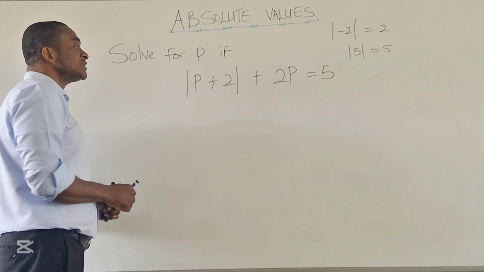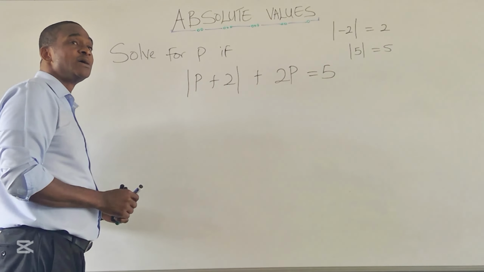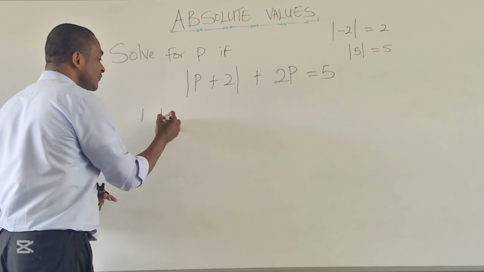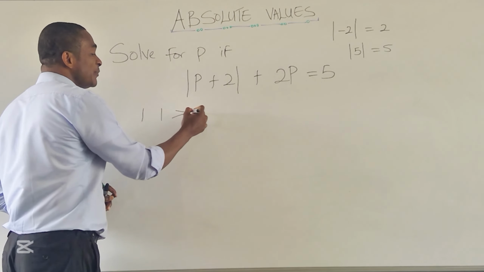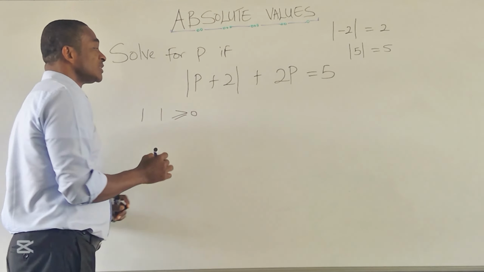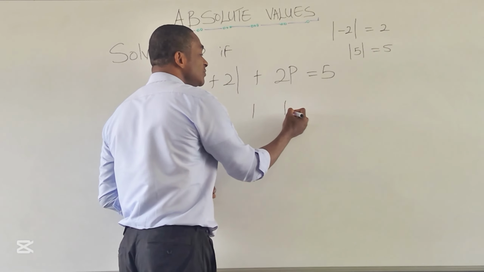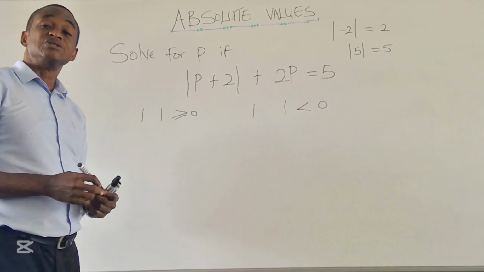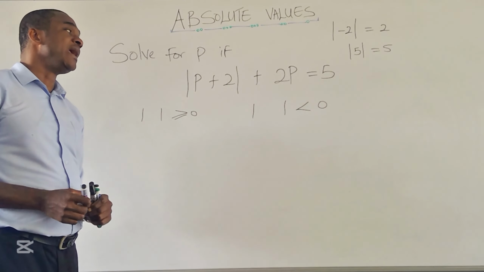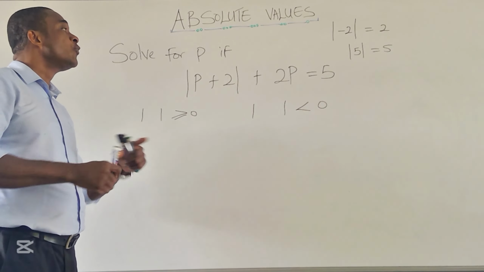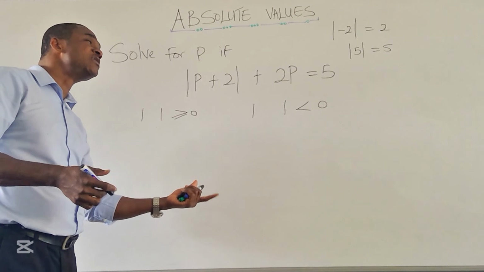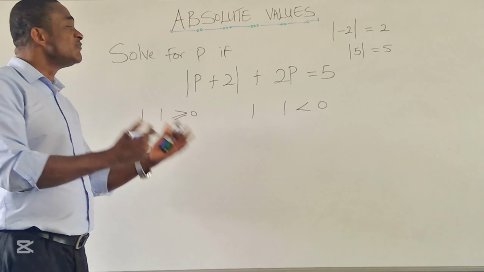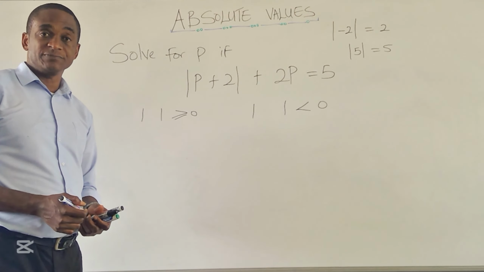The first condition is that whatever you have in the absolute bar can be a positive. Whatever you have in the absolute bar can also be a negative. But irrespective of what you have, it's supposed to return a positive value. So we consider all options, whether positive or negative, and it will return the same. We will use this to simplify the expression and then solve for p.